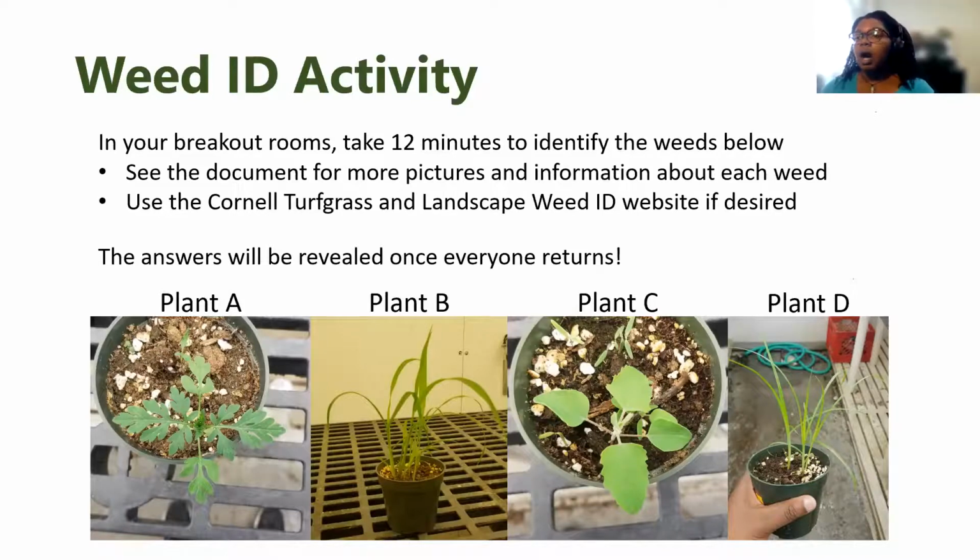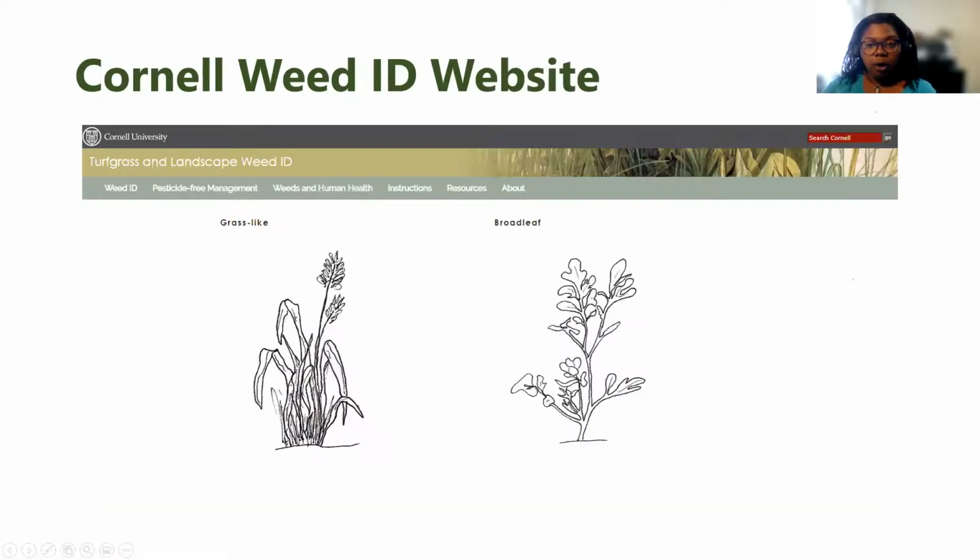And then something that's helpful is using the Cornell Turfgrass and Landscape ID website. We'll post the link to that in the chat so you'll have access to it. And then once everyone comes back, you will get the answers. Don't worry, it's not going to be the type of presentation where you go home and you're just going to be wondering, because I find that annoying myself. So going forward, this is the Cornell Weed ID website. That's what we're going to use for this. And I will send you to your breakout rooms now.